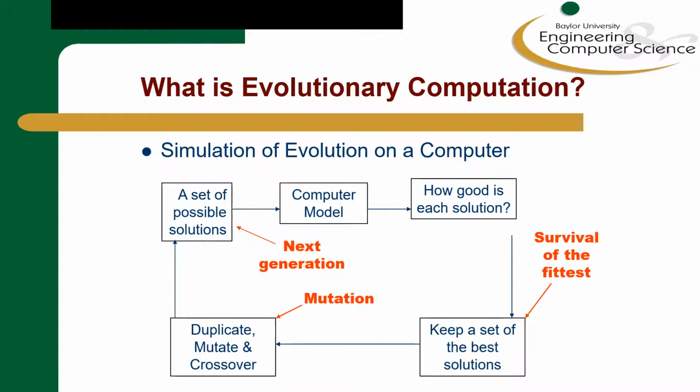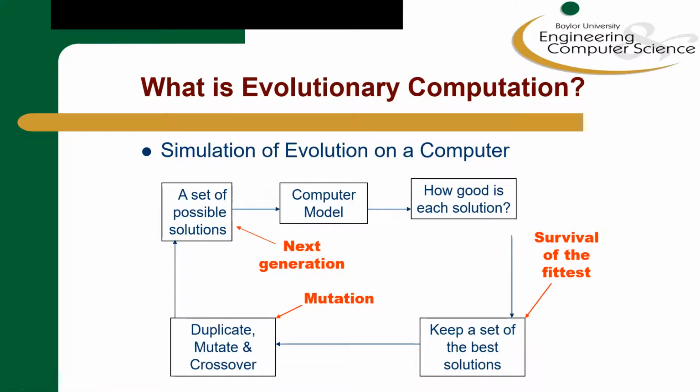You do the mutation. You do the survival of the fittest. Repopulation. Mutation. Survival of the fittest. Repopulation. And again and again and again, and that is what you do in the process of evolutionary computing. Now, there's lots of variations on this. But that's the basic steps.